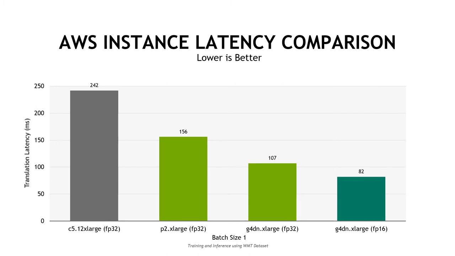If we switch to testing latency over a single sentence with a batch size of 1, we see that the C5 instance takes 242 milliseconds on average to translate one sentence, while the G4 instance takes 107 milliseconds using FP32, and only 82 milliseconds using FP16. Keep in mind that the exact numbers for both throughput and latency will depend heavily on the length of the input and translation, as well as the size of the model.